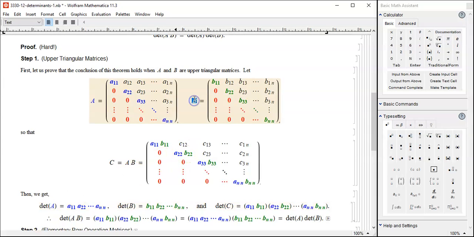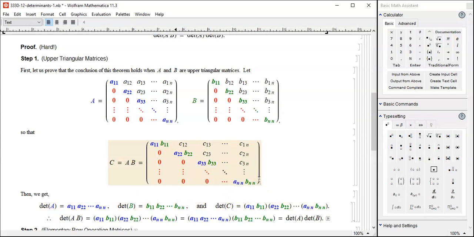How about B? Same thing. This and then all zero times the determinant of that, and this is B22 and all zero times the determinant of this, and B33 times and so on and so forth. So we have this product of all the diagonal entries.